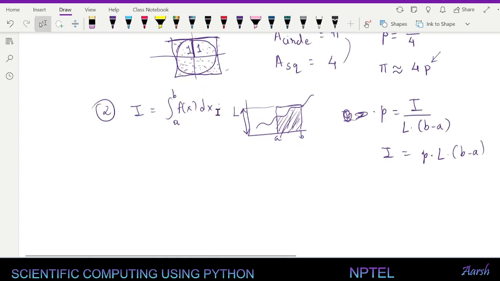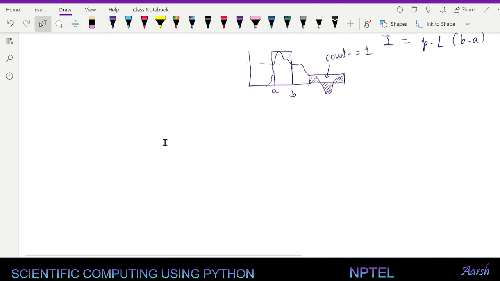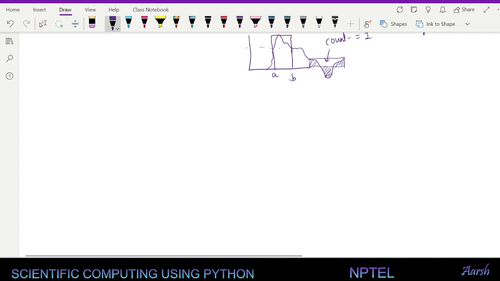Okay. A few things that we should be conscious of. One is that the function could be like this, and your a and b could be like this. So you should not select this box. You have to select this box. Another thing that can happen is that the function can be negative. If you are doing something like this, you have to remember that this is negative area. So when you are calculating the probability using counts, you have to do count minus equal to 1, something like that. All right. So these are the nuances that you might or might not encounter.